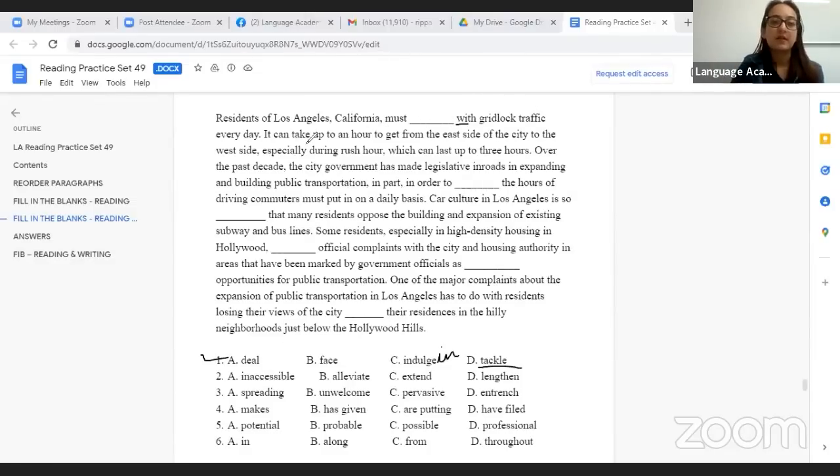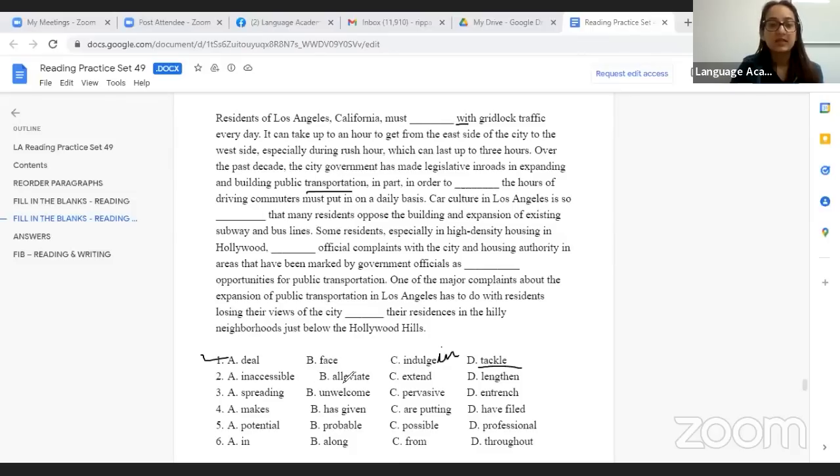It can take up to an hour to get from the east side of the city to the west. Over the past decade, the city government has made legislative inroads in expanding and building public transportation. In order to dash the hours of driving, commuters must put in on a daily basis. Okay. So whatever they are doing, it will be to reduce the hours of traveling. So with to comes first form of verb. Inaccessible is not a verb.